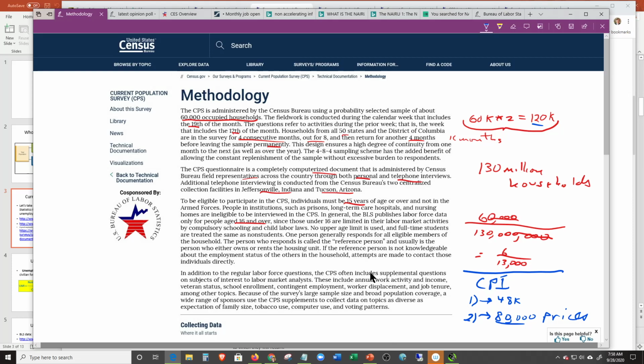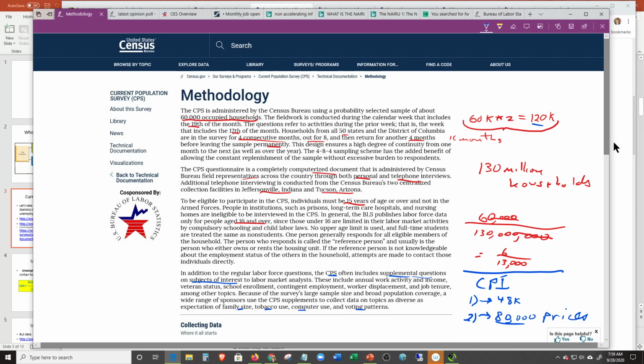And the Census Bureau uses the current population survey to ask all sorts of questions on other subjects of interest, including, you can see, family size, tobacco use, computer use, voting patterns, number of bathrooms in the house, square footage of the house, number of automobiles, kind of automobiles, all sorts of things they'll throw in there. They'll vary them from month to month. All right, so this survey is huge, and it's very accurate on what it collects.